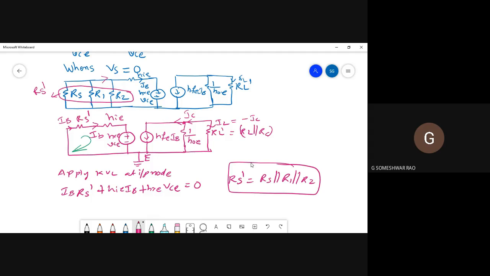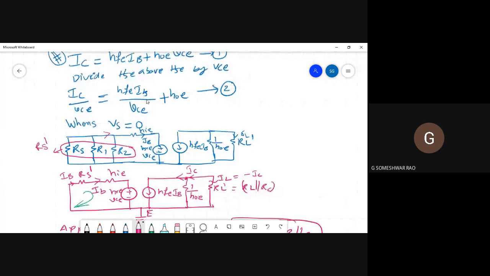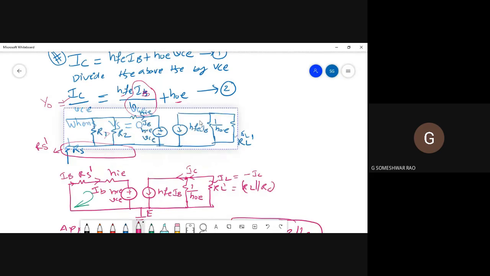Now we are interested in calculating what actually? We are interested in calculating this ratio IB by VCE. Let me highlight this one. This IB by VCE, if you are able to calculate, this hfe is a constant term and hoe is also a constant term. Then if I am able to get this expression, this ratio IB by VCE, then we can say that we have defined the output admittance. That means this is Y naught. From Y naught we can get back the output resistance. Is it okay?